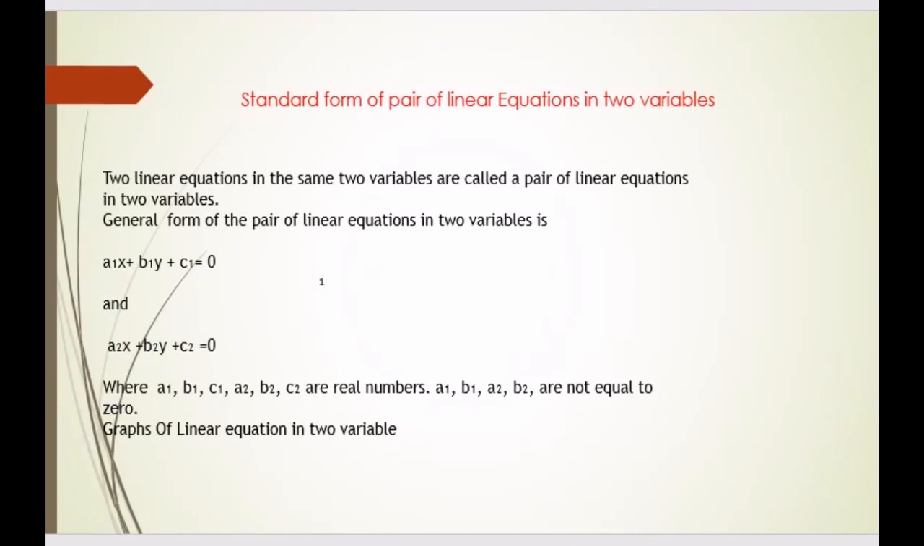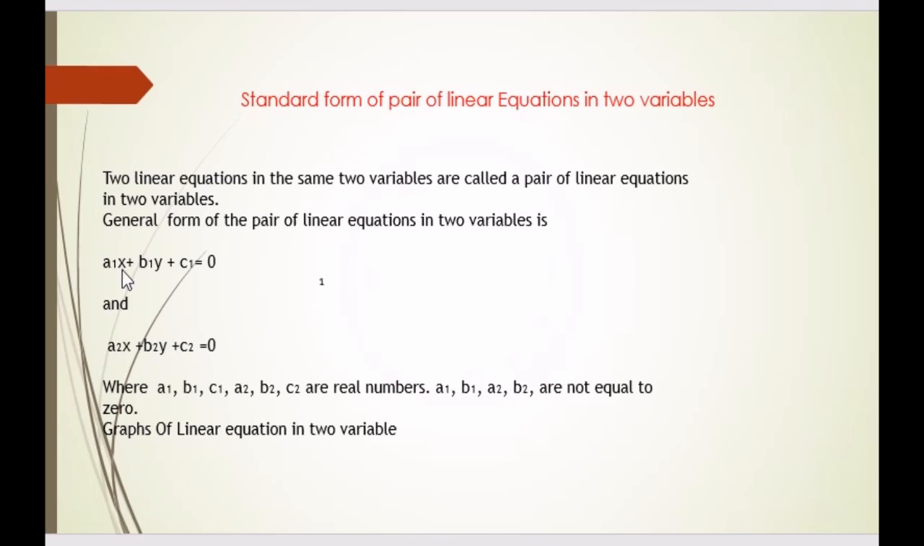So now we will start with what you mean by pair of linear equations in two variables. When you deal with a pair of linear equations, we want those two equations to have the same variables. It can be any two variables, but the variables should be the same in both the equations we are dealing with.